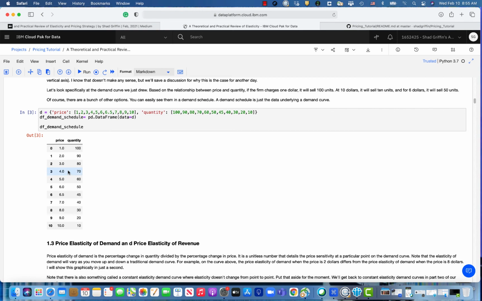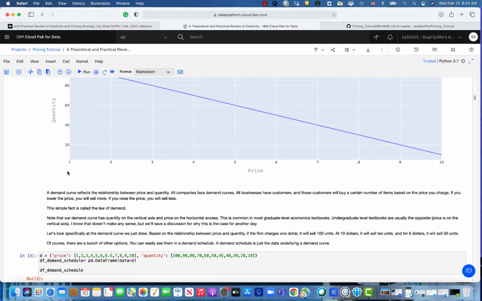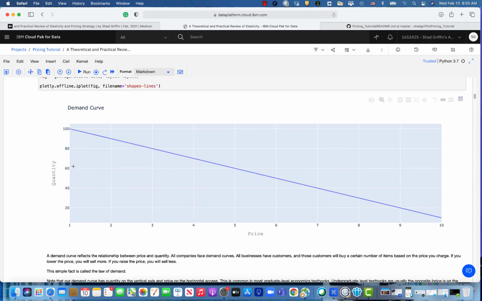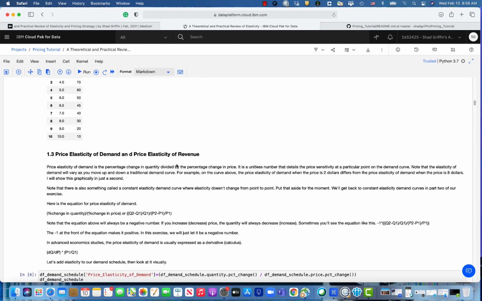So this is the demand schedule that relates to this demand curve, and you can see that the data we talked about a minute ago is represented. $3 for 80 units and $5 for 60 units is represented here in the schedule. So the schedule is simply the data underlying the curve itself.